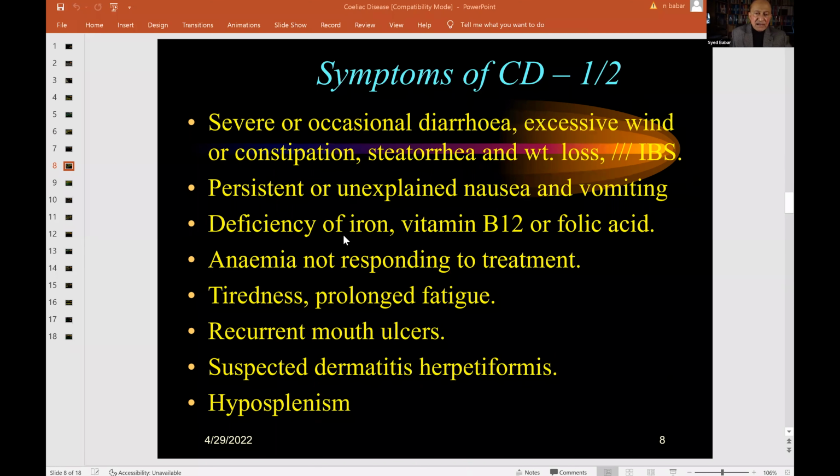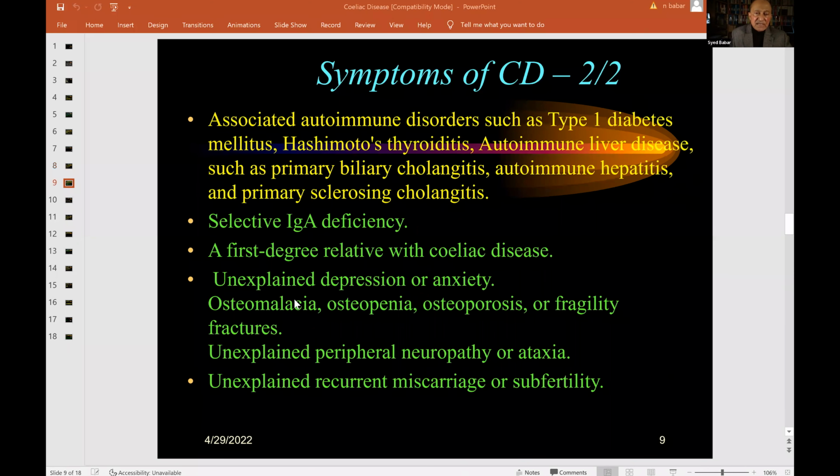Deficiencies of iron, vitamin B12, and folic acid are usually detected incidentally on blood investigations. Anemia is a late consequence. Patients have vague symptoms such as tiredness. They have greater vulnerability.